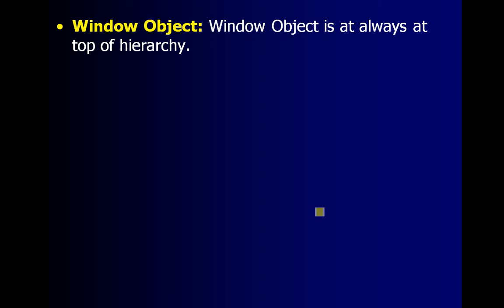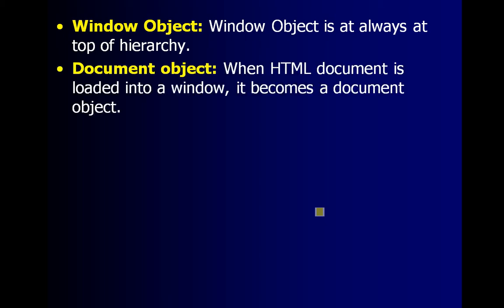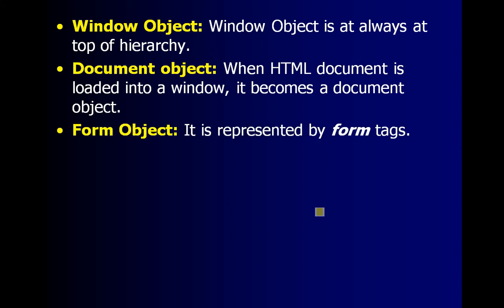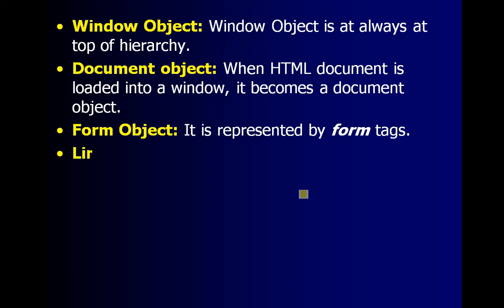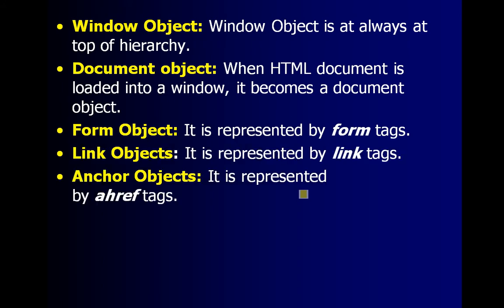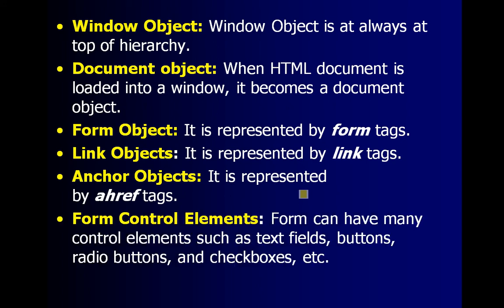Now, there is a window object. Window object is always at the top of the hierarchy. The document object, whatever we write in your HTML file, is the document object. Form object: you have a form name and you know form elements. What are the form elements? Text area, checkbox, radio, select, reset, button, submit. So, form object, link objects represented by the link tag, anchor objects represented by the anchor hyperreference tag, form control elements such as text fields, buttons, radio buttons, checkboxes, etc.